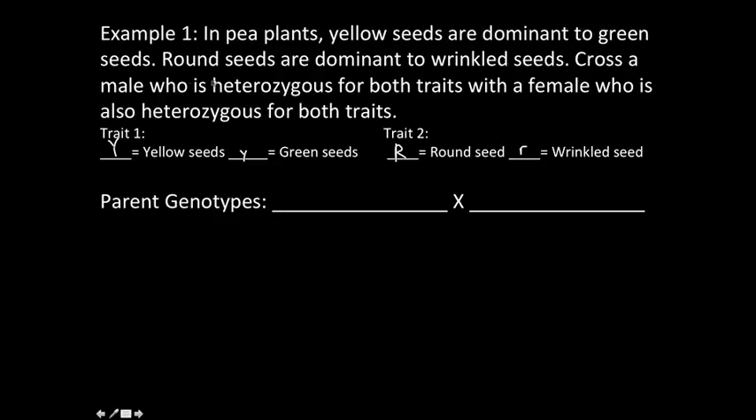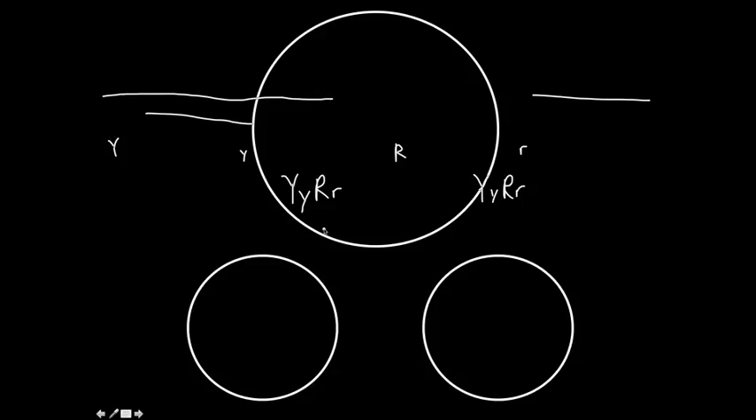Now we got to put together the parent genotypes. So up here we say cross a male who is heterozygous for both traits with a female who is heterozygous for both traits. Okay, so the male, he's heterozygous for seed color, so he's big Y, little y. And he's also heterozygous for the seed texture, so he's big R, little r. Here for the female, she's heterozygous for both as well, so she's big Y, little y, and big R, little r. Okay, so we follow the exact same principles that we did in a monohybrid cross.